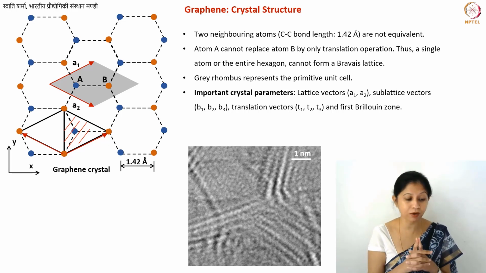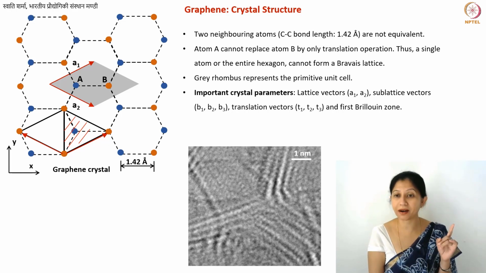One important thing about these sub-lattice vectors is that we are working in a two-dimensional space, so only 2 vectors are linearly independent. So you actually can write B3 in the form of B1 and B2. Okay, so this is important also.